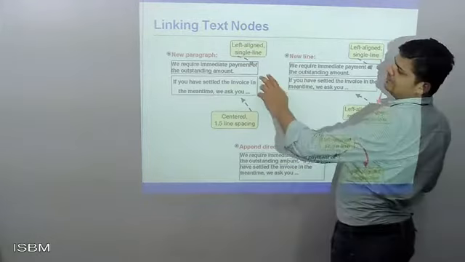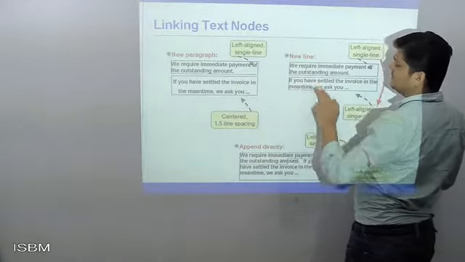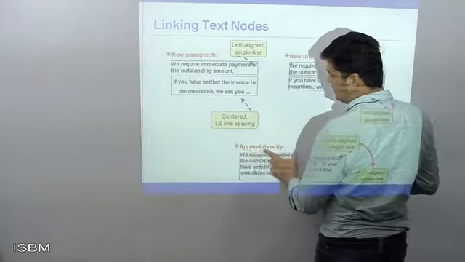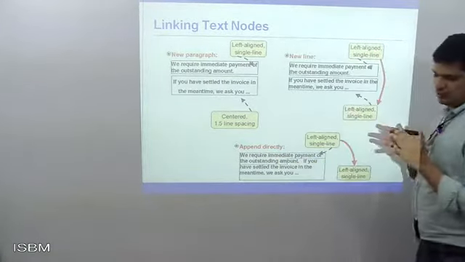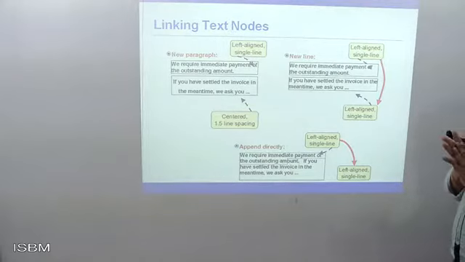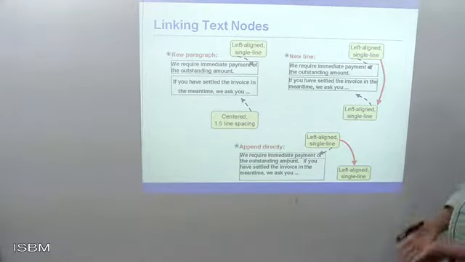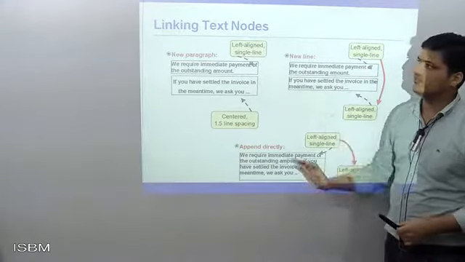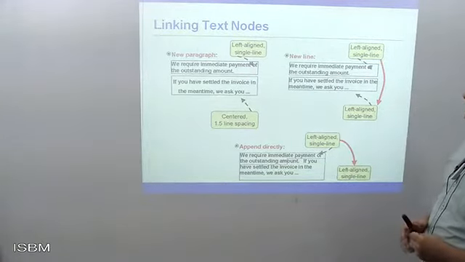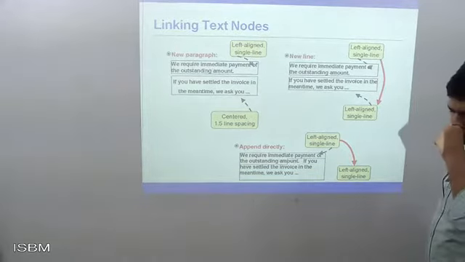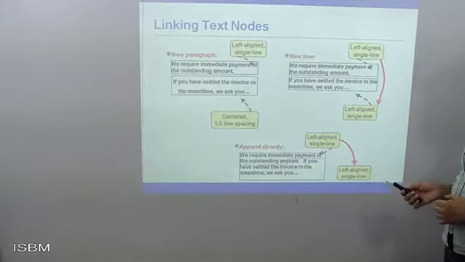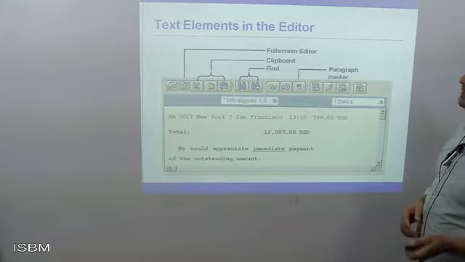Here they have used two boxes, but here they have used only a single box. In the single box, they have appended the two boxes, and they have shown you the output to the customer or vendor. This is the way you can link text notes. You can show your text notes. See the text element in the editor.